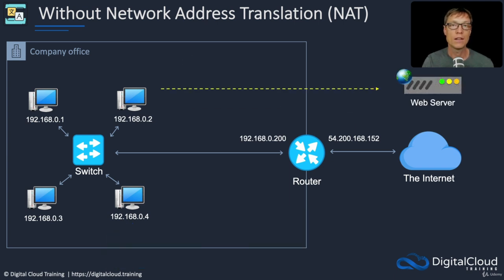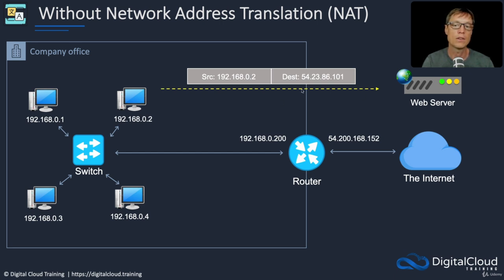Let's say that this computer is trying to communicate with a web server. The source of the traffic is going to be 192.168.0.2. So the source address is going to be the address of the primary interface on this computer. The destination is the IP address on the internet. That's an internet routable IP address.